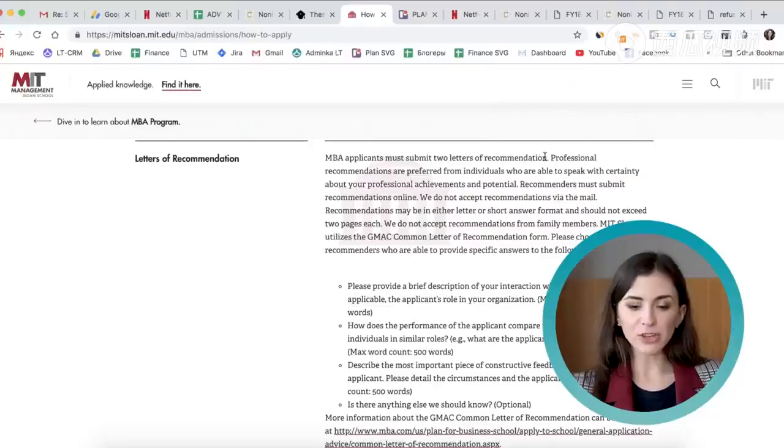Depending on the level of education, for an MBA, they would want to see mostly professional recommendations. So basically, professional recommendations are preferred from individuals who are able to speak with certainty about your professional achievements and potential. And this is true for any master's degree normally, because a master's is a professional degree already. It's supposed that you have some work experience or internship.